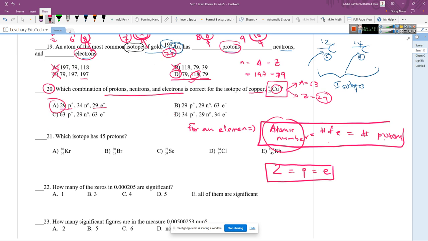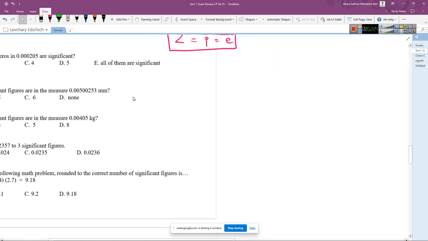And how did we get 29 again? See this one. For example, if you take a typical element X, here we will have A, and here we will have Z. How do we call this Z? Atomic number. And how do you call this A? Is it atomic mass? No, mass number, not atomic mass.